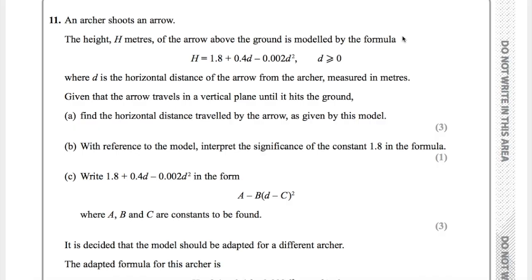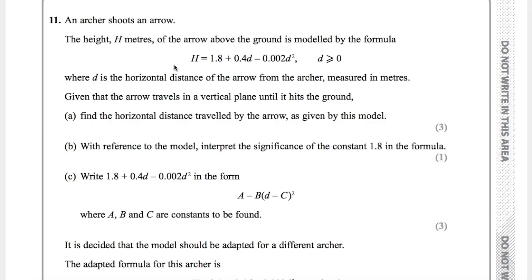Question 11 says, an archer shoots an arrow. The height h meters of the arrow above the ground is modeled by the formula h equals 1.8 plus 0.4 d minus 0.002 d squared, where d is greater than or equal to 0, and where d is the horizontal distance of the arrow from the archer measured in meters. Given that the arrow travels in a vertical plane until it hits the ground, part A says find the horizontal distance traveled by the arrow as given by this model.